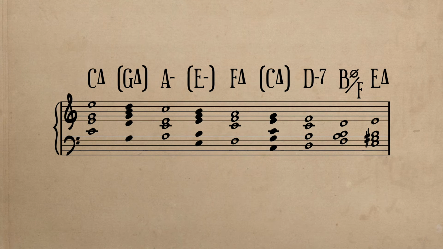So with this third layer of harmony added, we now have a progression of C major, G major, A minor, E minor, F major, C major, D minor 7, B half diminished over F, and E major.